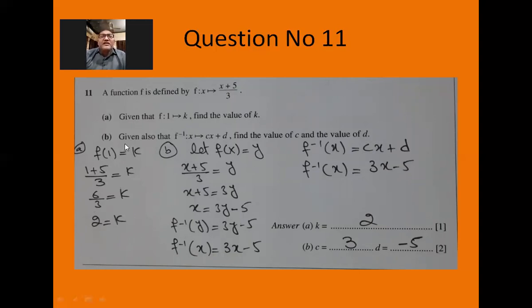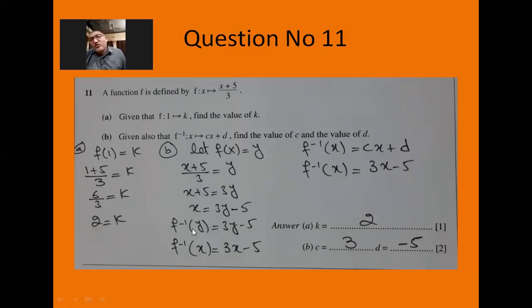Now the B part is given also that f inverse equals cx plus d. Find the value of c and the value of d. Basically, they want you to find the inverse of this function. And you know how we find the inverse of this function? Let f of x equal y. That is the first step. Then I put the formula of the function here: x plus 5 divided by 3 equals y. Then I will make x the subject of the formula. For that purpose, I will take this 3 to the other side. So you will have x plus 5 equals 3y, x equals 3y minus 5. This plus 5 goes to the other side.